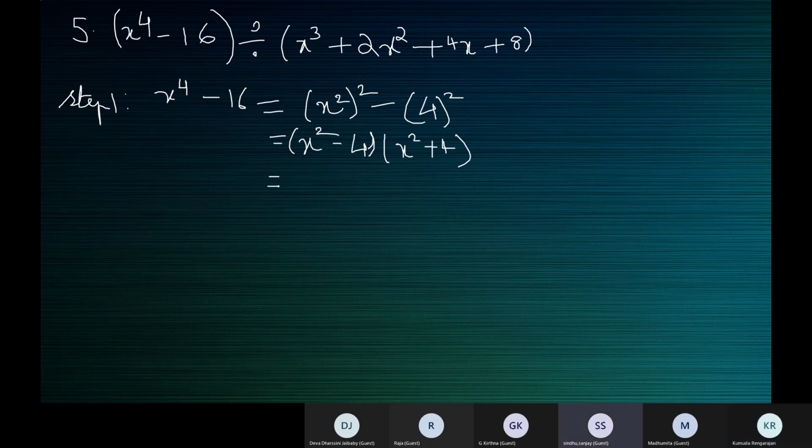Ma'am, x square minus 4 is in the form of a square minus b square, ma'am. Very good. You have got the correct answer. Now you should factorize this further. Yes, ma'am. I think only Sanjay has done that.